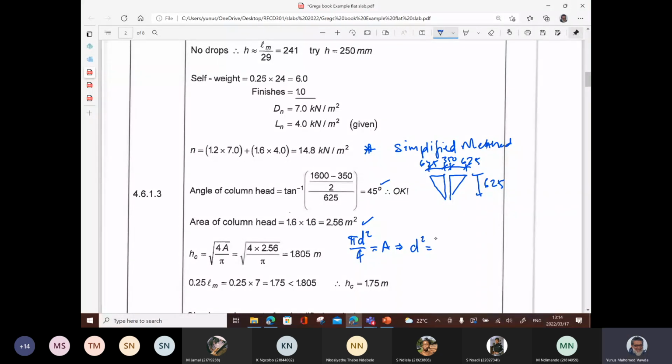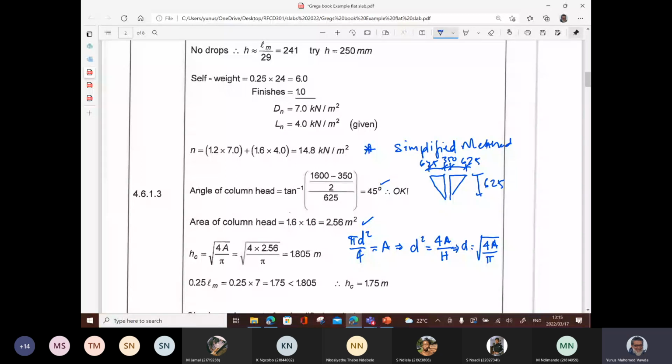divided by pi. Please annotate these things in your textbook so that when you come to the tests or assessments or whatever, you know what you're doing. D is therefore equal to the root of 4a over pi. So that's how you get to what's there. So 4 times 2.56 divided by pi will give you 1.805 meters. The next thing is, what is a quarter lm?